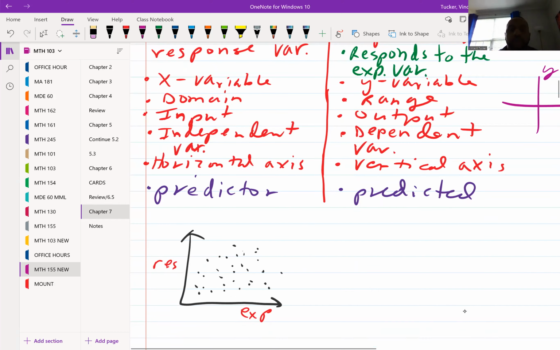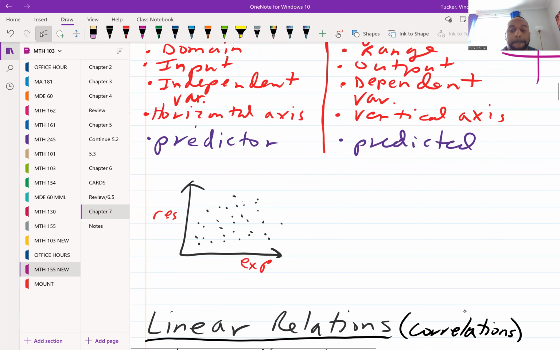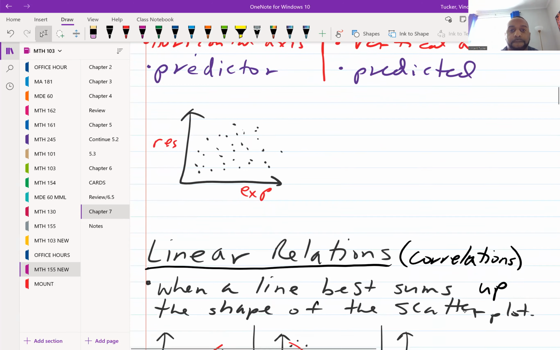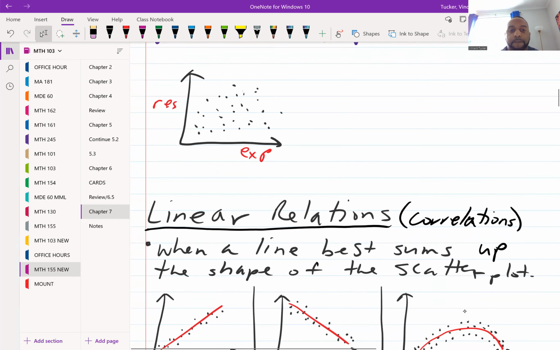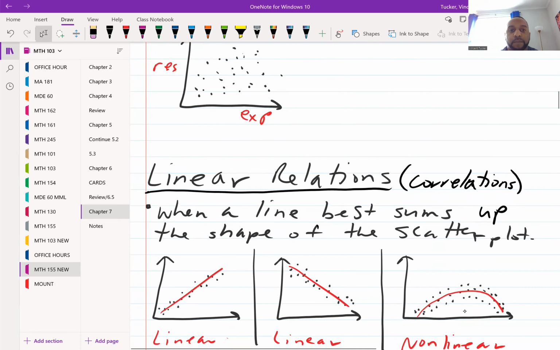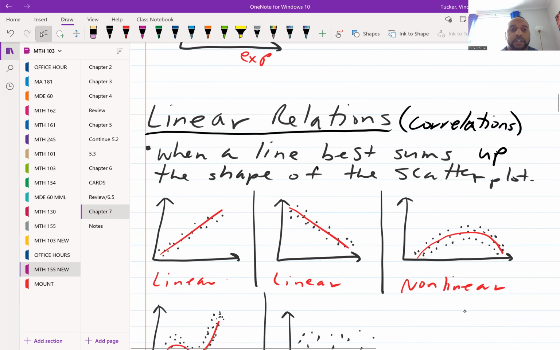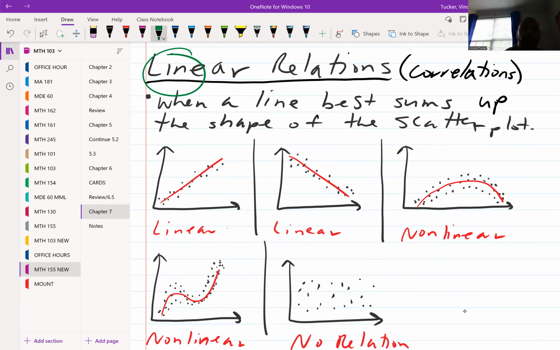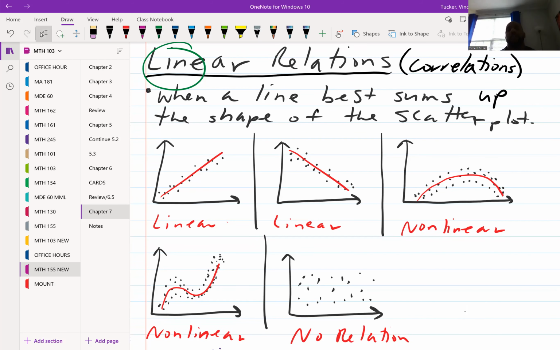All right, can I scroll up? Is everybody done copying? Everybody done? All right. So linear relations or correlations. When a line best sums up the shape of the scatter plot, we call it linear. When you look at the word linear, line is the key word there. So when a line best sums up the shape of the scatter plot, that's what we're talking about here as a linear relation or linear correlation.